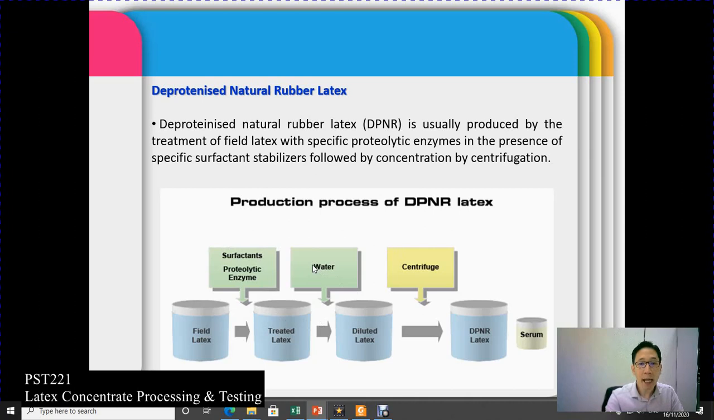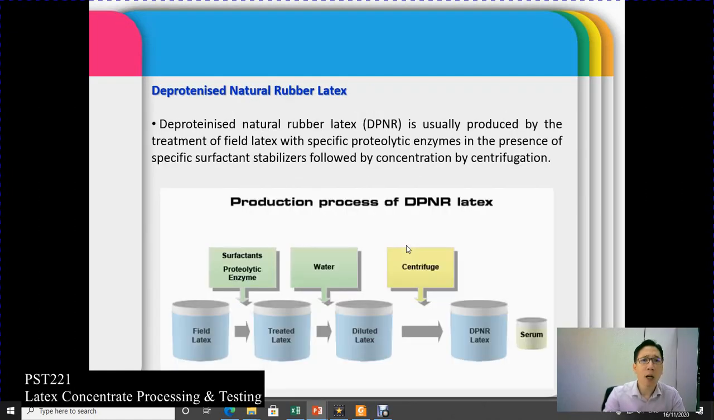Okay, and then you add water, you dilute the latex. After that you go to the centrifugation process to produce a DPNR latex. Of course the byproducts are serum and skim latex itself. So this is basically the process. You need to know, if you need to produce a DPNR, you need to add the surfactant before the centrifugation process. Okay, surfactant, diluting, and then centrifuge. I keep repeating this because it might be important.